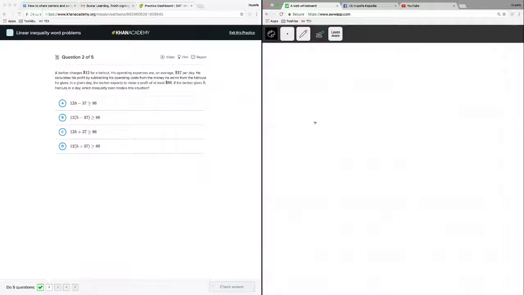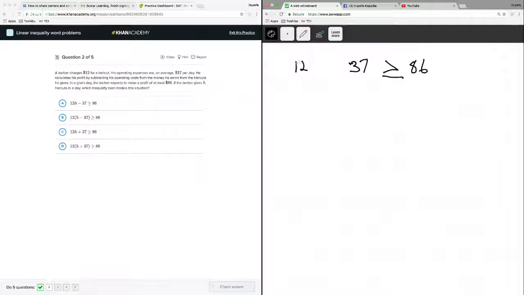A barber charges $12 for a haircut. His operating expenses on average are $37, so he charges $12 per day. He calculates his profit by subtracting his operating costs from the money he earns from the haircuts he gives. In a given day, the barber expects to make a profit of at least, and when they say at least, that's greater than or equal to, that includes, $86.